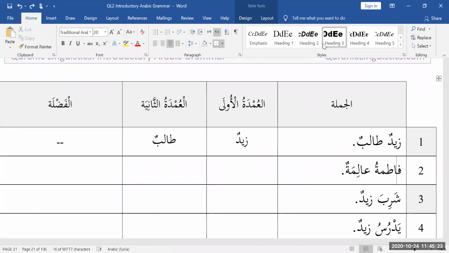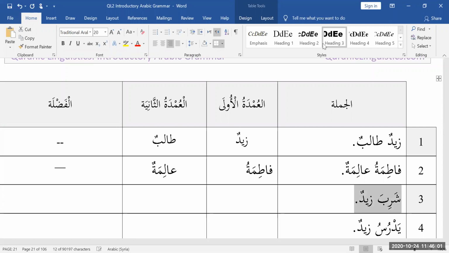Let's do the second one. Maybe we can do this as a class activity. Fatima, alima. So what's the first pillar, guys? Come on. That's correct. Fatima is the first pillar. So I'm going to put that down here. And what about al-umdatu thaniya? What's the second pillar? That's the khabar. Al-khabar is right here. Any fadlas? Nope, no fadlas. La, or you can just say no fadlas, okay?